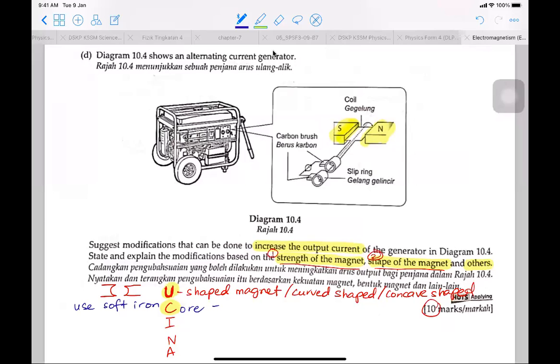Easy to... yes, right, Anya. Easy to magnetize and demagnetize. Okay, that is for C. Now we move on to I. Symbol for I stands for current. Right, current. It stands for current.